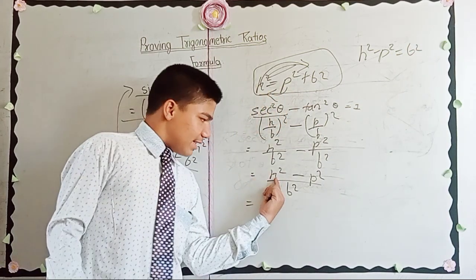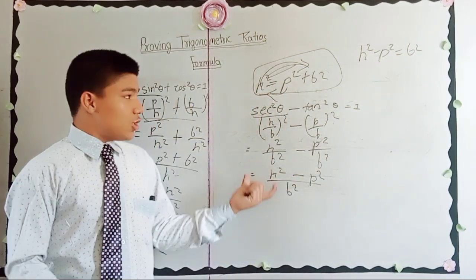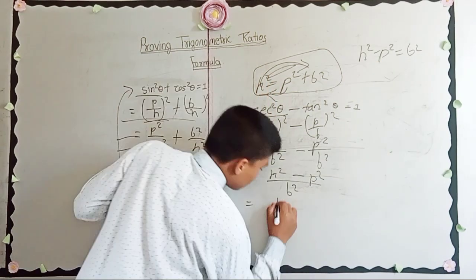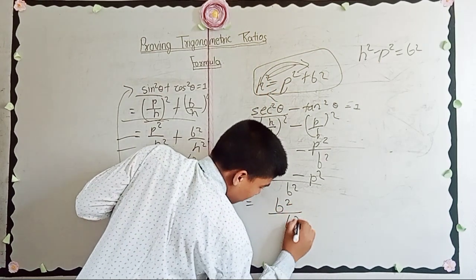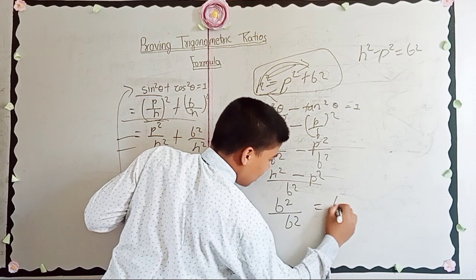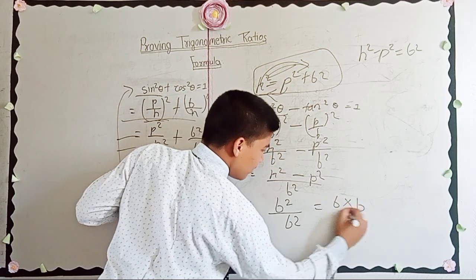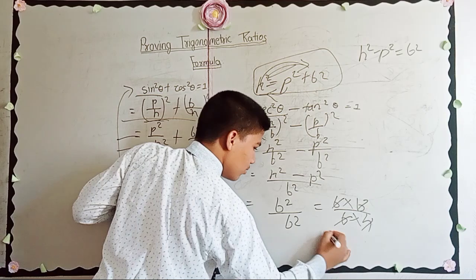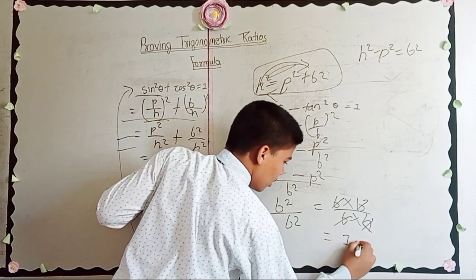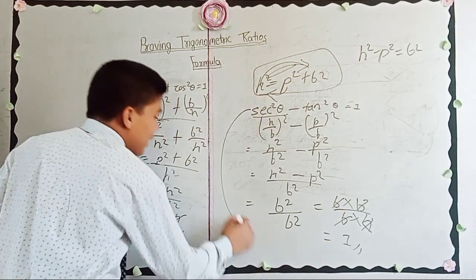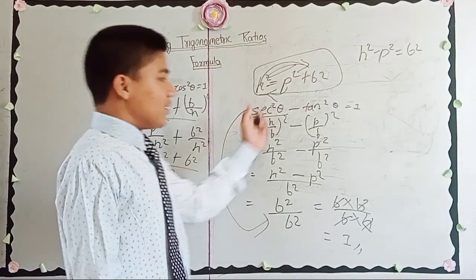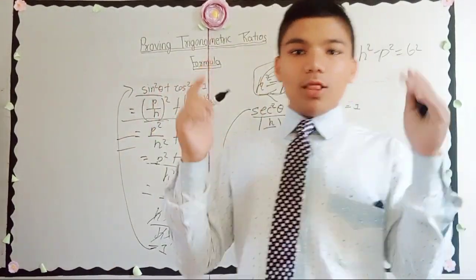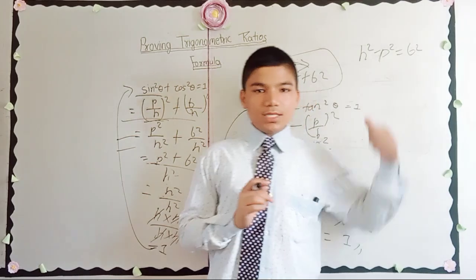Here we can see that there is h square minus p square. So instead of h square minus p square, we can write b square. So it will be b square by b square. And when we write it in this form, b into b by b into b, then we can cut these two, which will be 1. So here we proved that sec square theta minus tan square theta is also 1. In this way you try to prove all the ratios formulas.